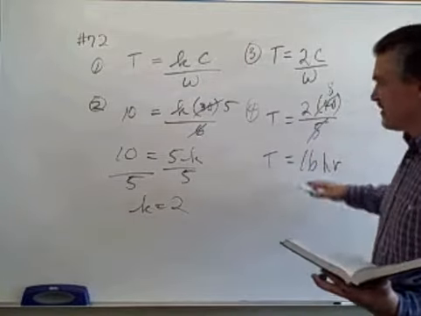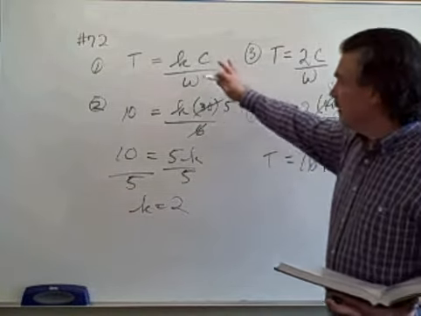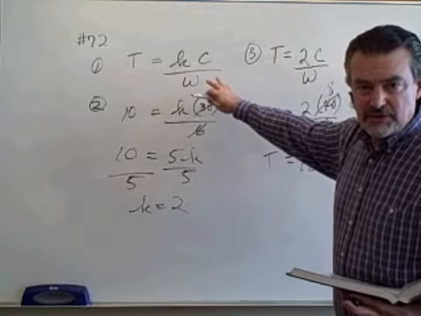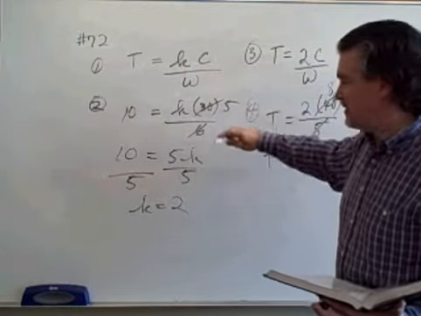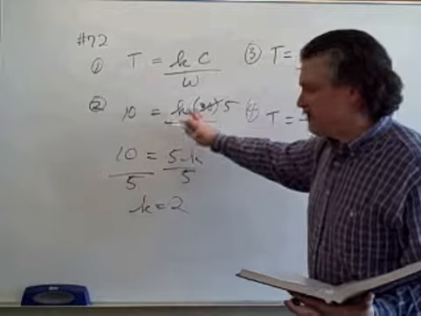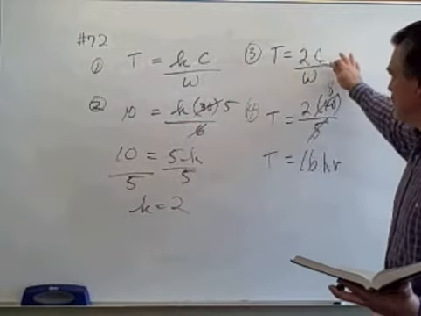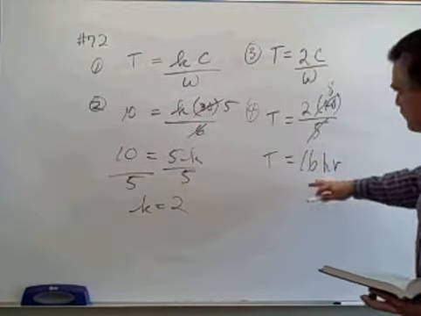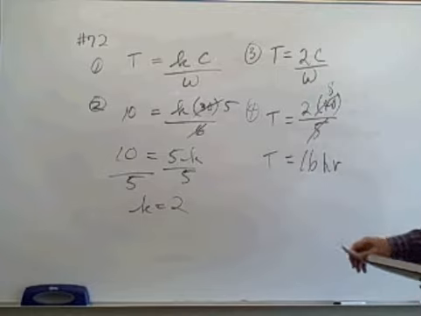Again, notice the 4-step process. Generic equation based upon the relationships, based upon the variation that's taking place. Take the specific example to find K. Create your specific equation. Use that specific equation to answer the question you were asked.